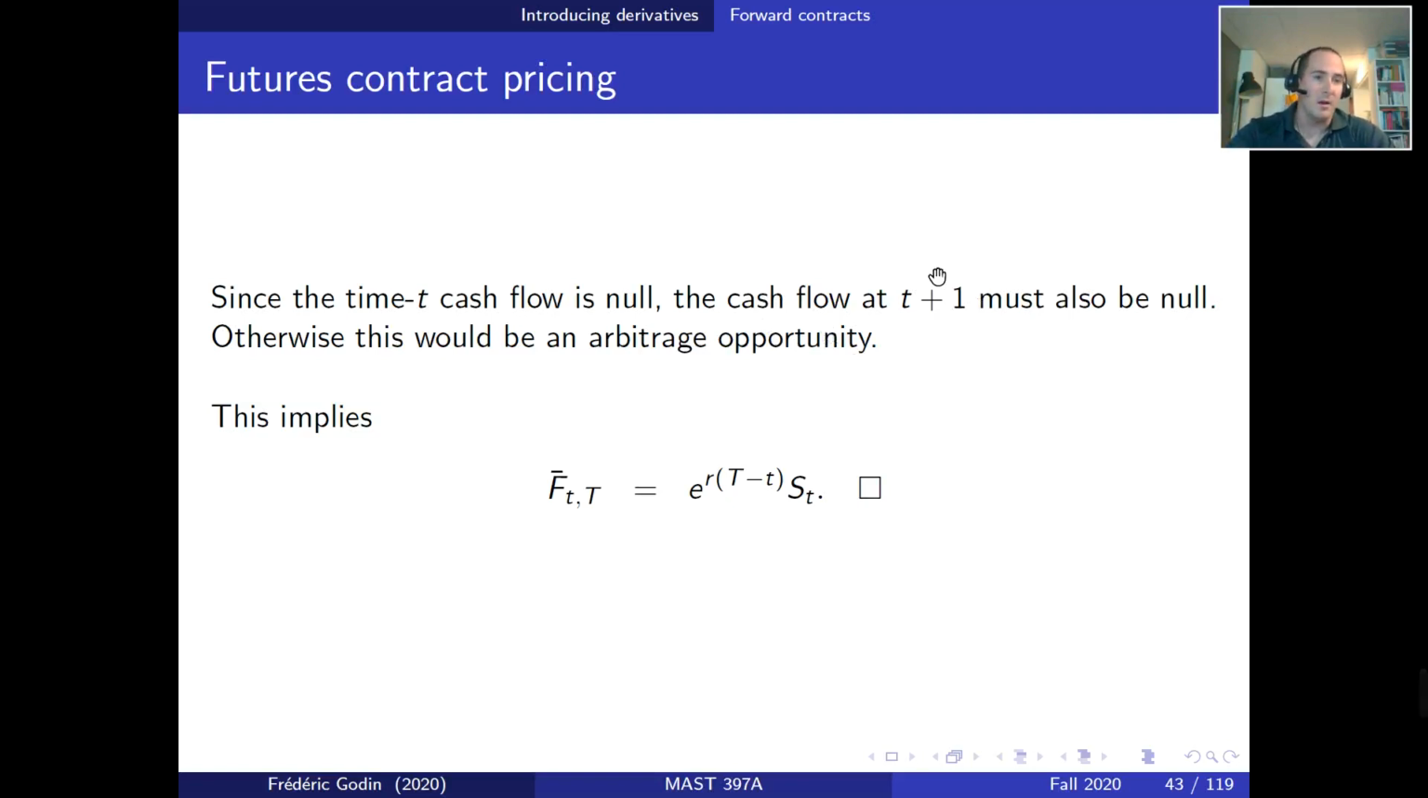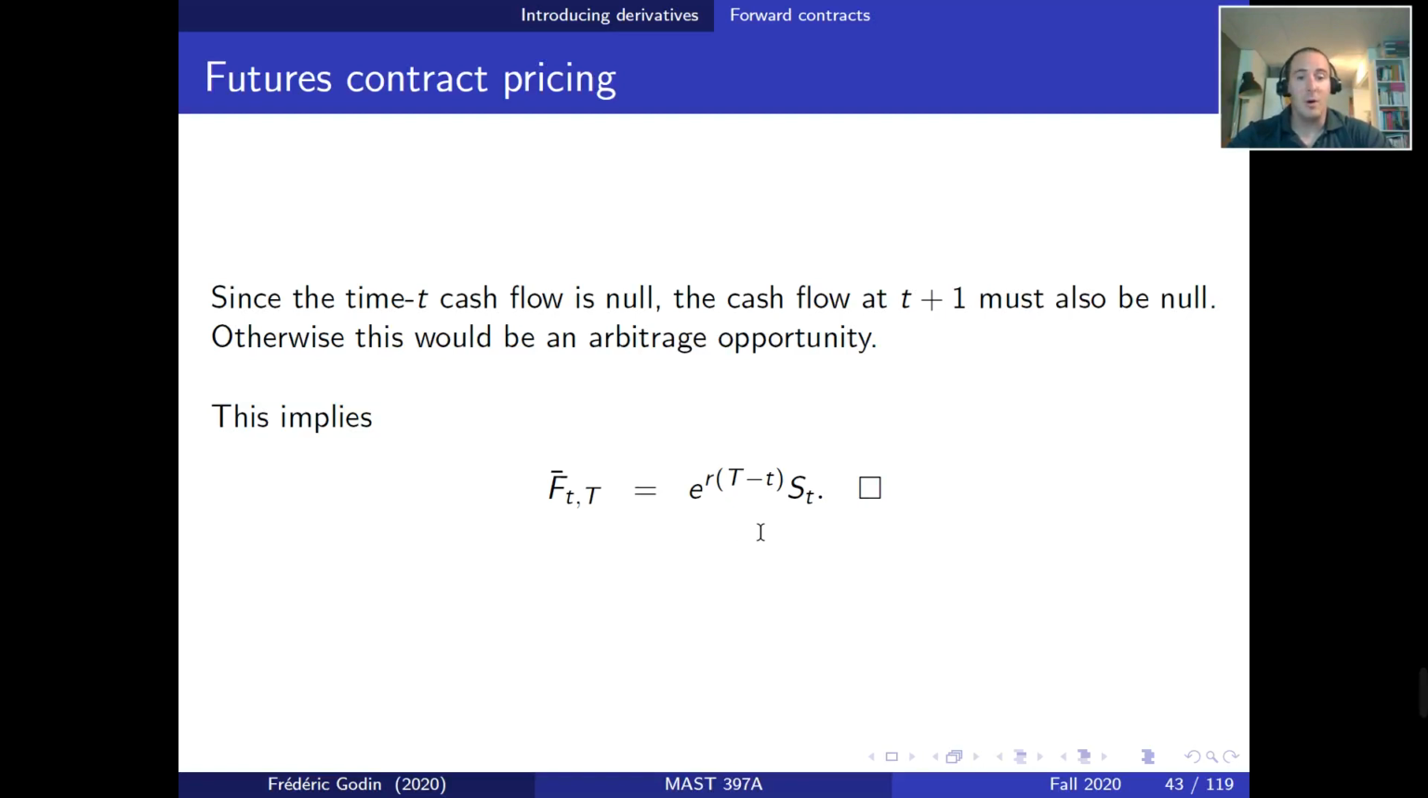Then you could have a cash flow which would have a positive probability of being positive and a positive probability of being negative. So this would not be arbitrage, but the cash flow at time t plus 1 is known by time t, so it must absolutely be equal to 0. And this implies that the futures price at time small t is equal to the underlying asset price times the interest rate accrual factor, which concludes the induction.